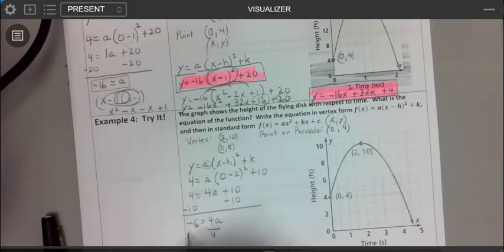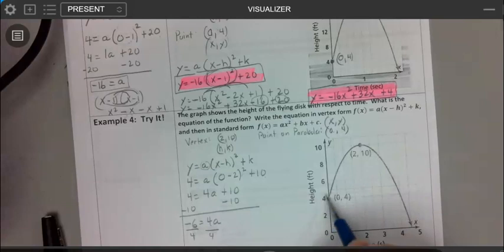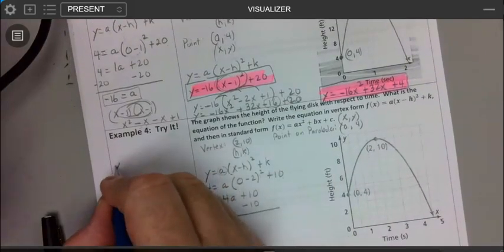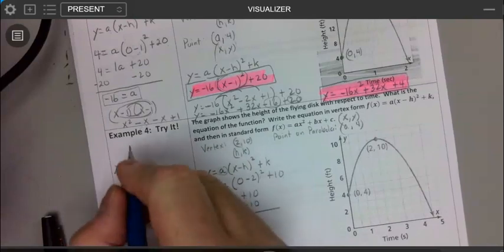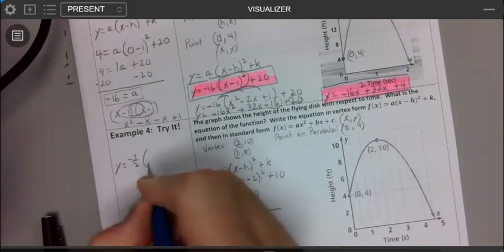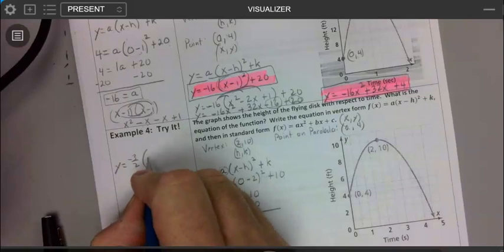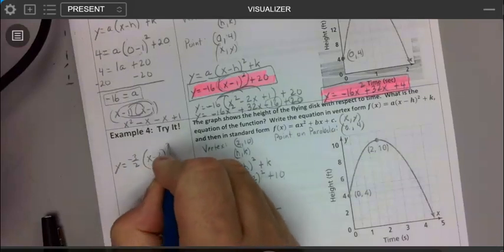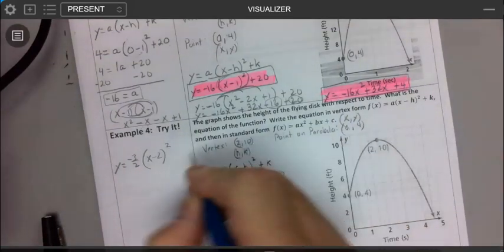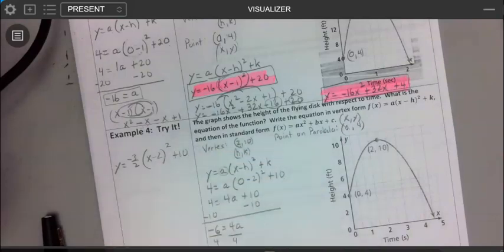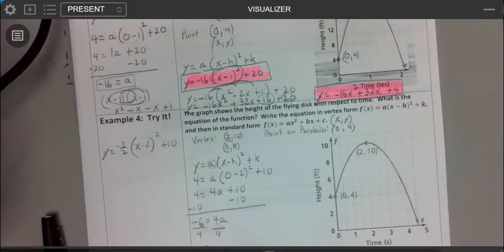Divide both sides by 4 and reduce that fraction so I get negative 3/2 for a. And notice this is negative. Notice how it opens down. A has to be negative. So here it is in vertex form. Y equals a, which is negative 3/2, times x minus h, which would be x minus 2, quantity squared, plus 10. There it is in vertex form. Okay?